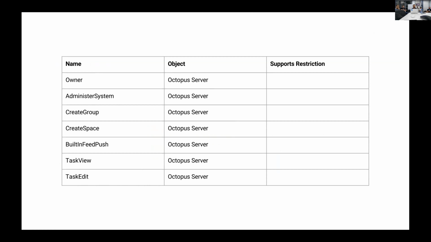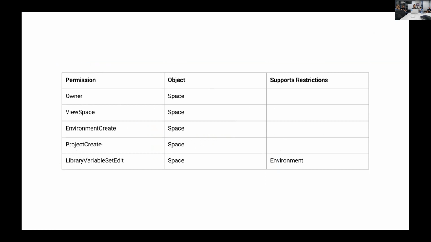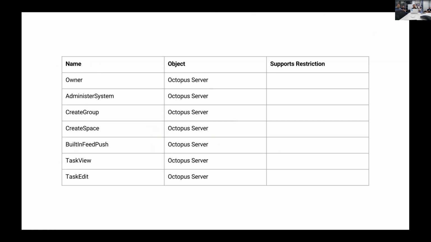So this is just a sample list of what these permissions might look like, and this is the object that they live on, if you like. This first set here is the permissions that might live at the Octopus server level, being able to do things like create a space, push to the built-in feed, view tasks, create a group, and administer systems. So this is all the things like managing the certificates for the Octopus server, managing nodes.